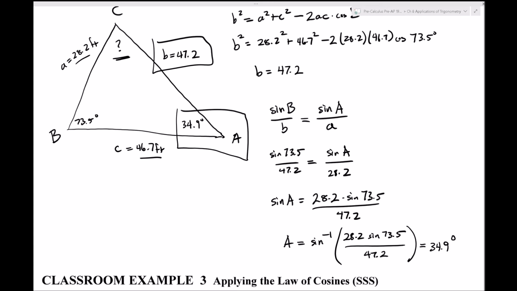Do I have to use the laws of sines or cosines? The answer is no. I could use the triangle rule, the 180 law. So if I take both of those, 34.9 added with the 73.5, we get 108.4. Subtract that from 180 degrees, and we get 71.6 degrees. And that's it for this particular problem.